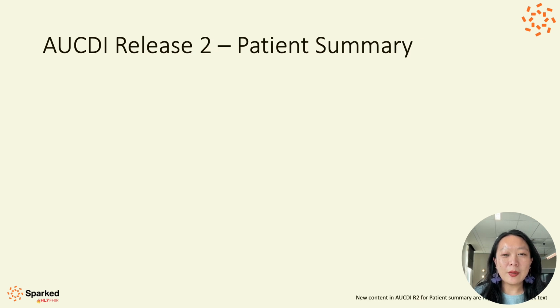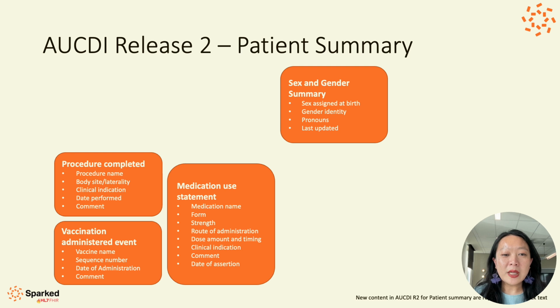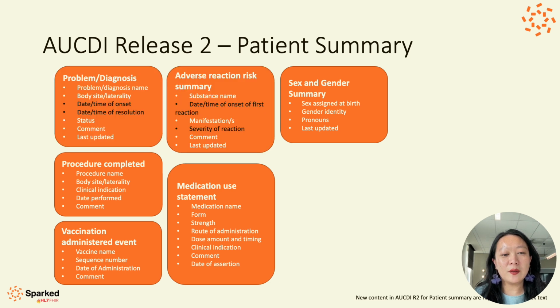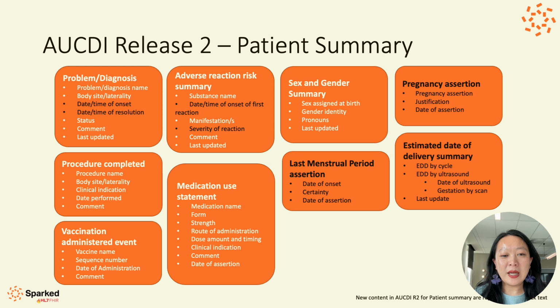The patient summary scope contains 9 data groups. 4 data groups from AUCDI Release 1 have been included unchanged: procedure completed event, vaccination administered event, sex and gender summary, medication use statement. 2 data groups from AUCDI Release 1 have been enhanced with the addition of new data elements. Those are adverse reaction risk summary and problem diagnosis summary. And then there are 3 new data groups that have been added to support pregnancy-related information: last menstrual period assertion, estimated date of delivery summary, and pregnancy assertion.